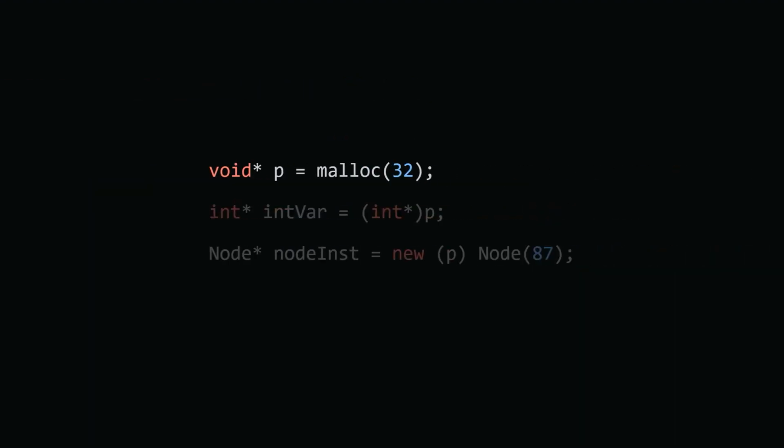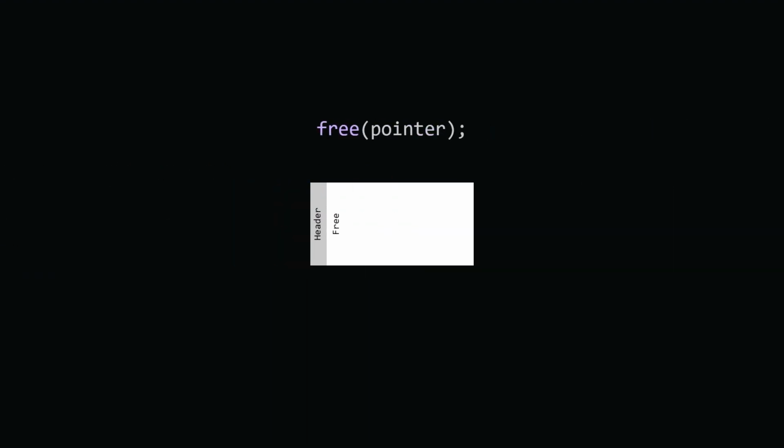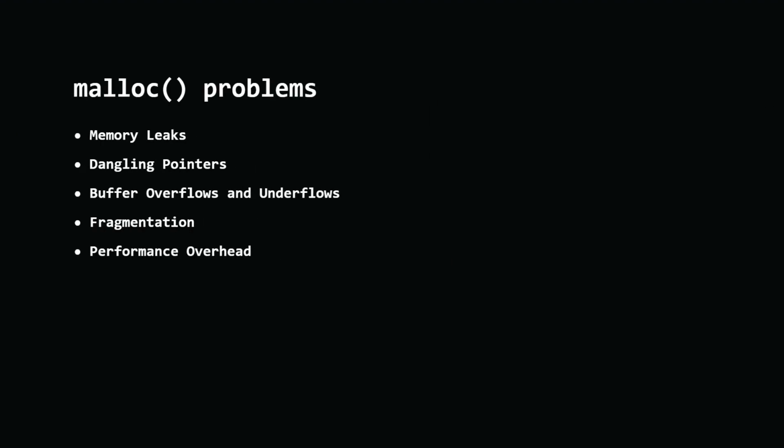The memory address is given to the user as a pointer, which lets you access and use the memory you've been given. You can cast it to other types of data or use it with the new operator. But remember, once you're done with that memory, you must give it back using free. But using malloc directly could be problematic. Here is a list of common issues with malloc.